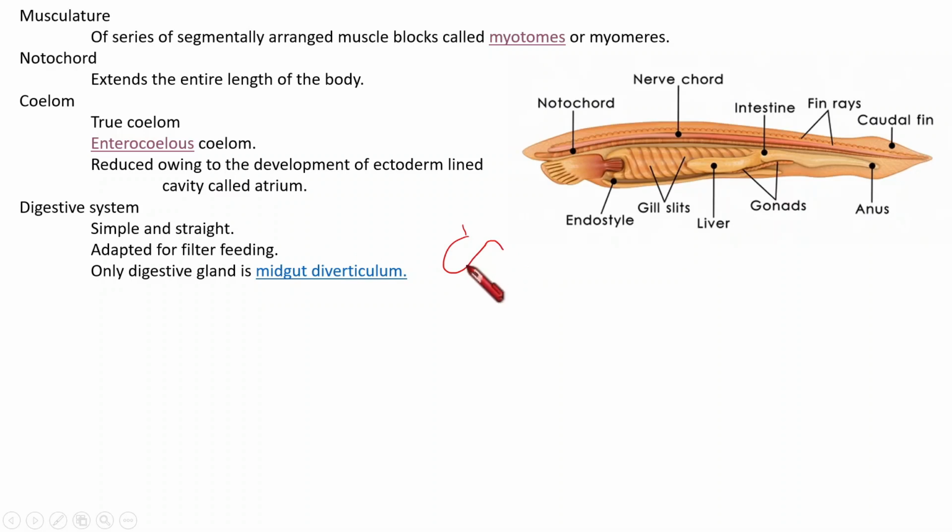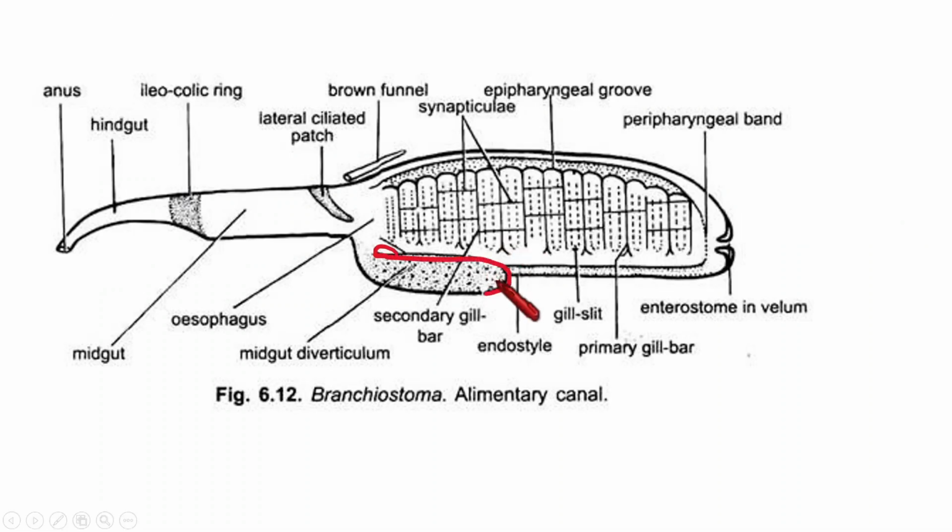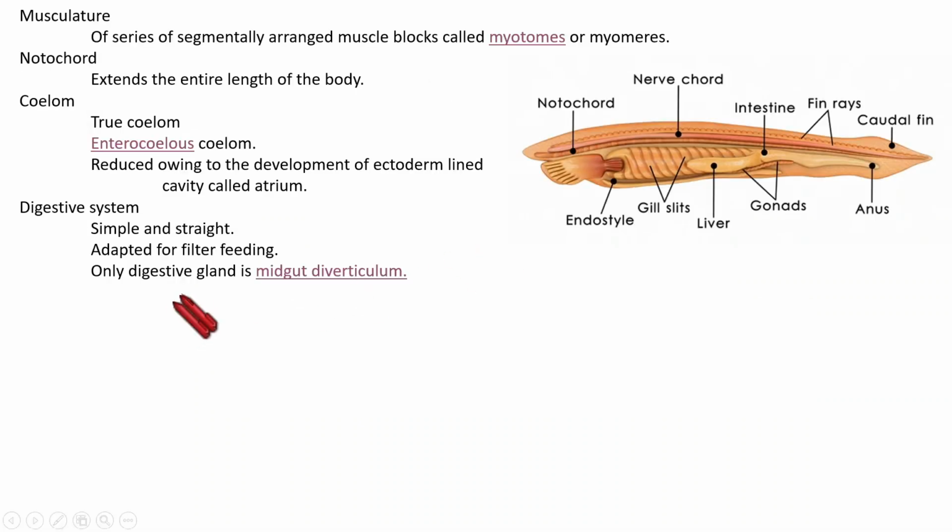I will show you that midgut diverticulum. So this one, this midgut diverticulum, secretes some enzymes to help digest these food particles. So that's the only digestive gland present in cephalochordates. And mouth and anus are subterminal.